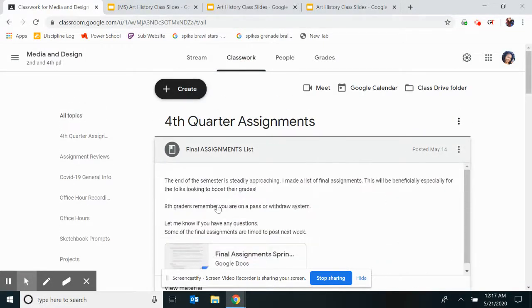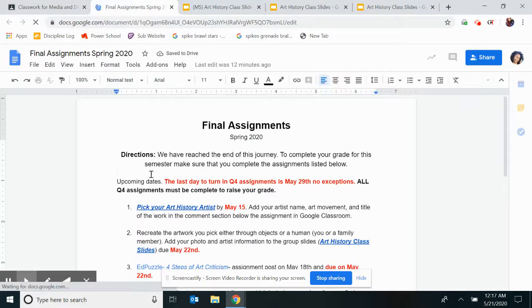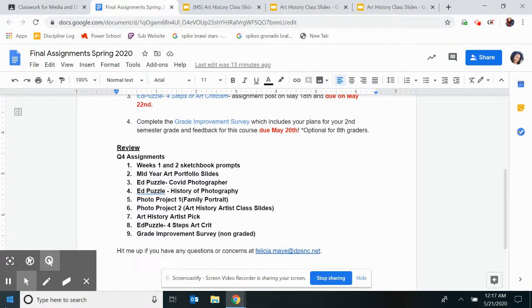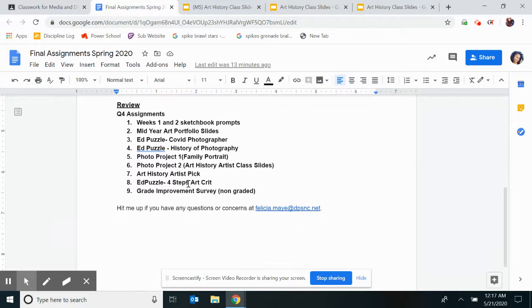I also did post the final assignments list. So just kind of going over all that stuff now and just making sure you know how to navigate. Like I said, that old week 1, week 2 sketchbook stuff, that was the stuff I sent home on March 13th. That's at the bottom of your classwork. Just turn in something. And then that mid-year art portfolio, if you turn any of that old stuff in, just hit me an email. I'll be trying to check it constantly, especially for the ninth graders. Ninth graders are my main concern because you guys are working towards your GPA.